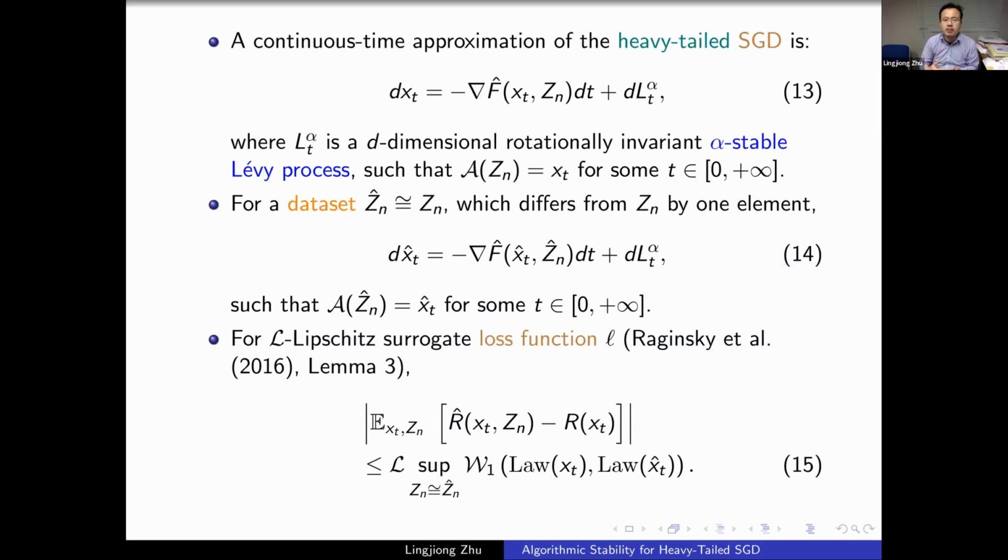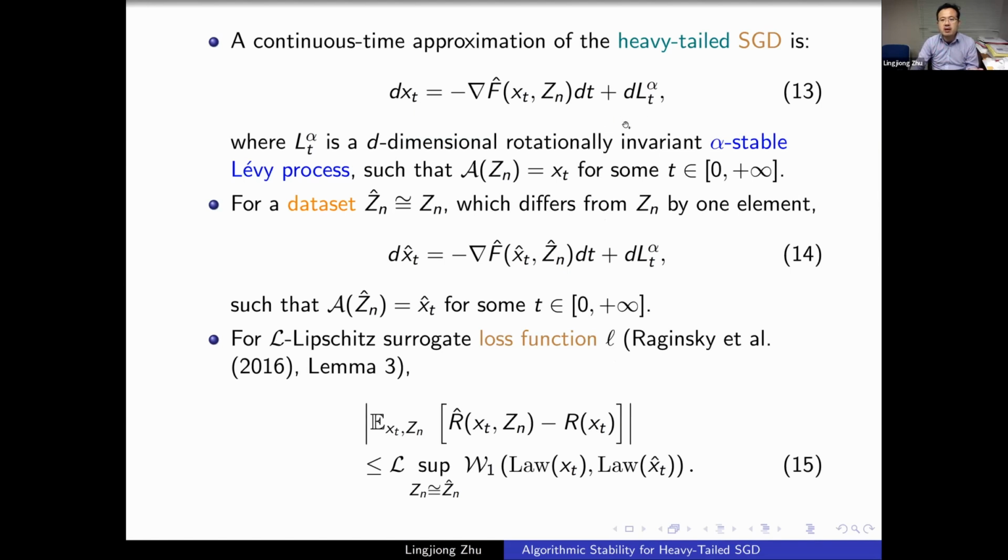Now let's go back to our problem. We want to understand how the heavy tail can help SGD generalize. Because of that, we look at a continuous-time heavy-tailed approximation of SGD. In our paper, we also consider the discrete-time case, so it doesn't have to be continuous time, but in this talk, to keep it simple, I just illustrate through the continuous-time version. Equation 13 is the continuous-time approximation of the heavy-tailed SGD that we previously mentioned.